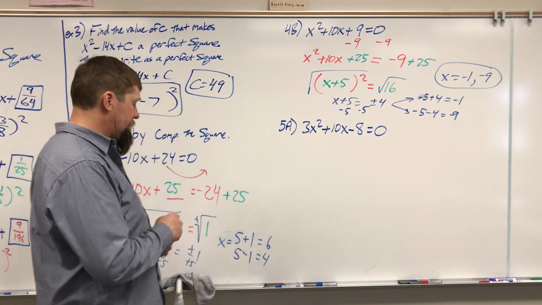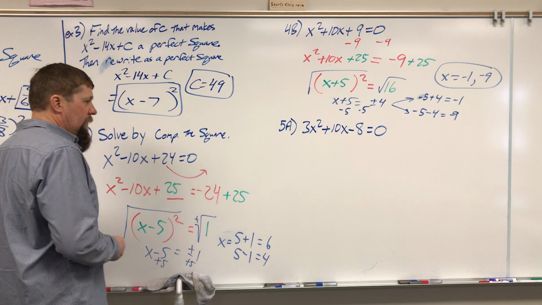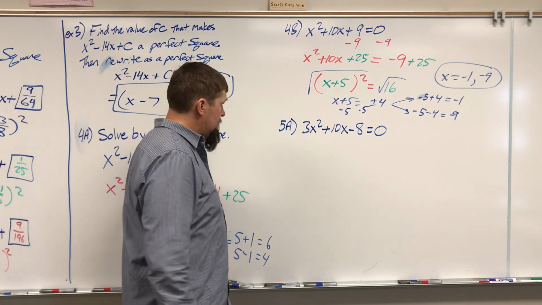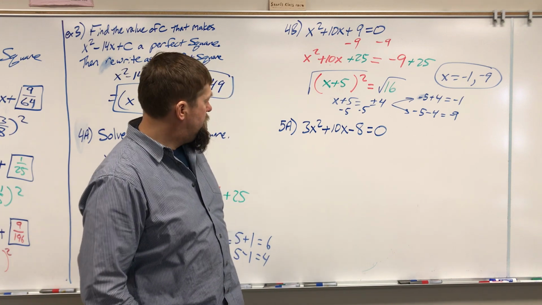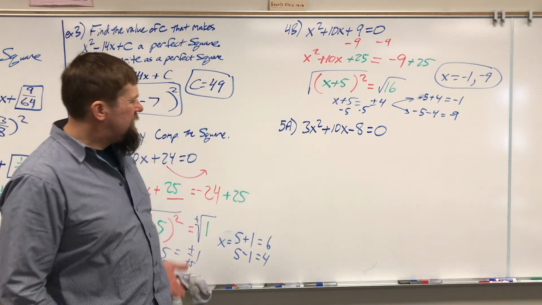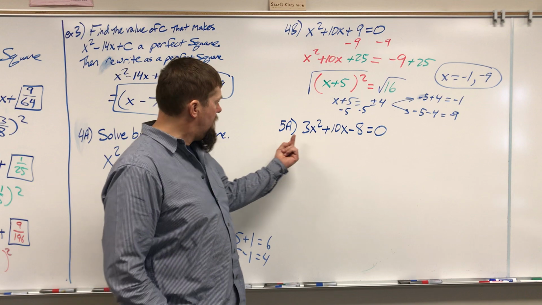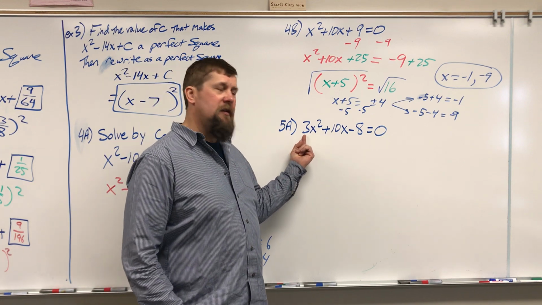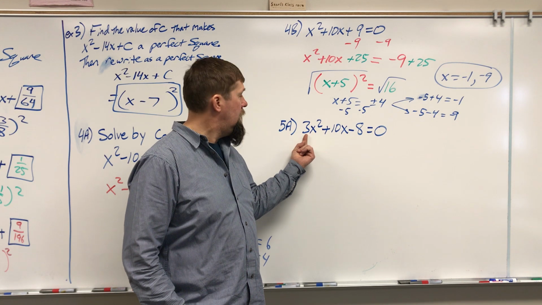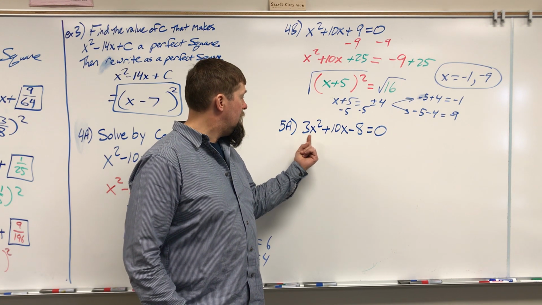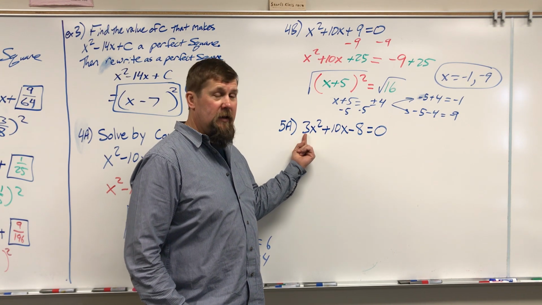We already learned factoring. So let's go ahead and try 5a. Now, here's another detail you need to be careful of. When you have an x squared coefficient other than 1, in other words, a number other than 1, we need to take care of that.